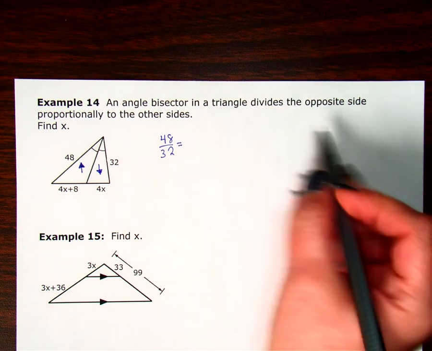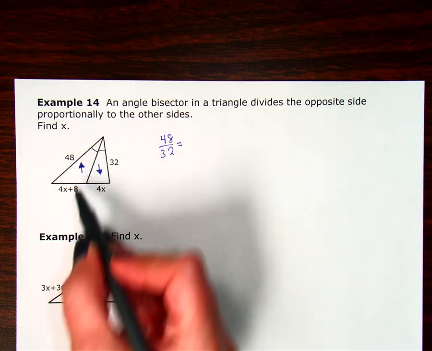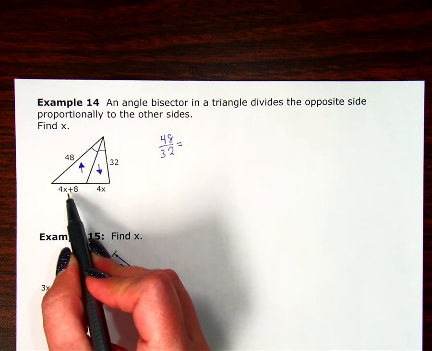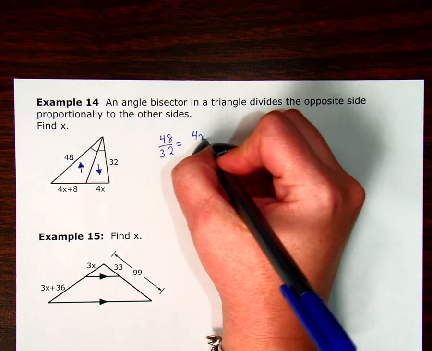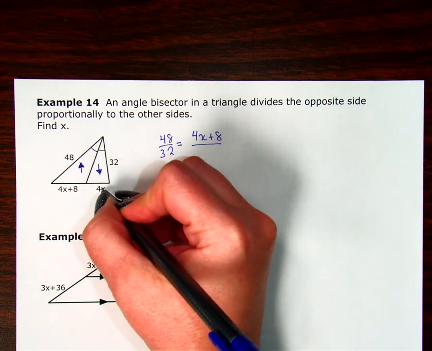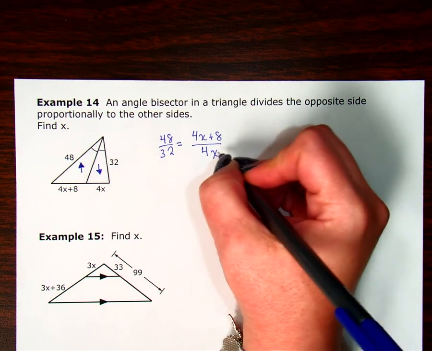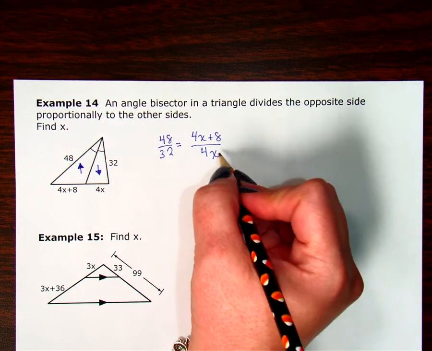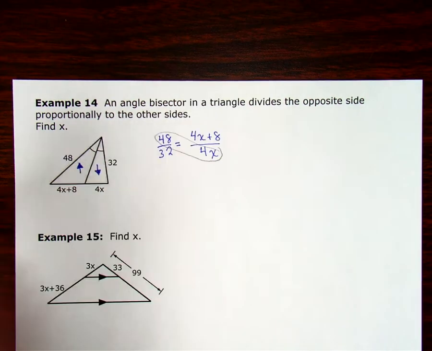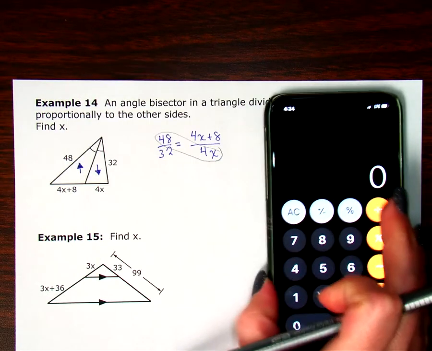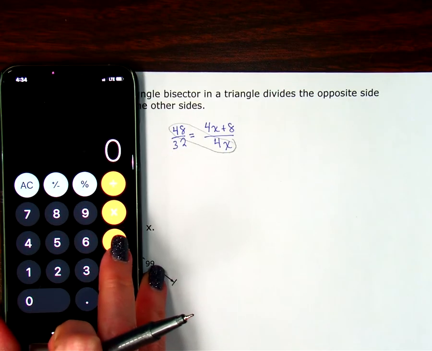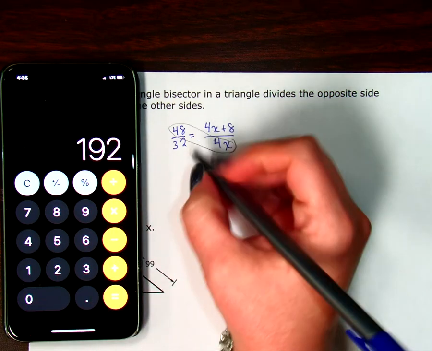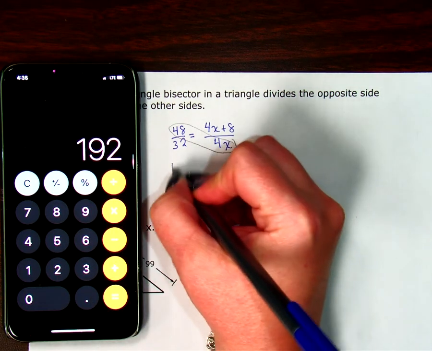Then when I look at the opposite side that's been divided proportionally into 4x plus 8 and 4x, my upside, my numerator, is going to have the 4x plus 8. And the denominator is going to have the 4x. Okay? And this is ready to be cross multiplied. So when I cross multiply, I'm going to have 4x times 48. So I'm going to grab my calculator here, and I'm going to do 4 times 48, which is going to give me 192x.